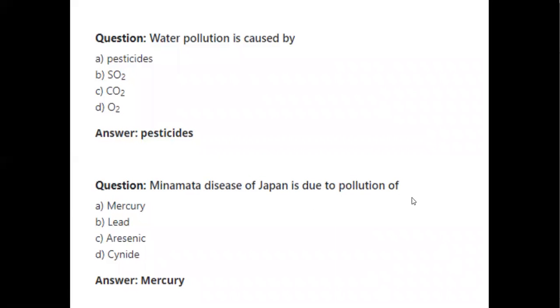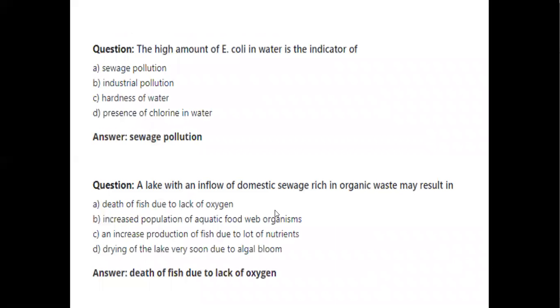Minamata disease of Japan is due to the pollution of mercury, lead, arsenic, or cyanide. Option A is the right answer. Minamata disease of Japan is due to pollution of mercury.